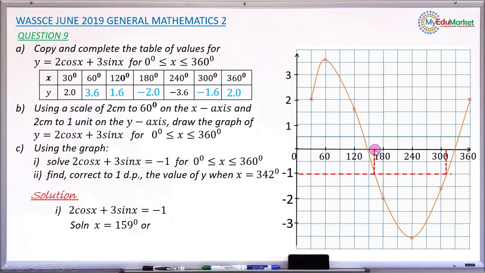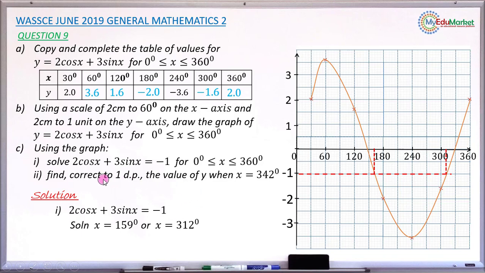So here is now going to be x 159 based on my estimate. And my estimate here, if this is 300, is just 2 small divisions. So each one is 6. So it's going to be 312, or x equals 312. These are the two solutions to this very equation, 2 cos x plus 3 sin x equals minus 1.